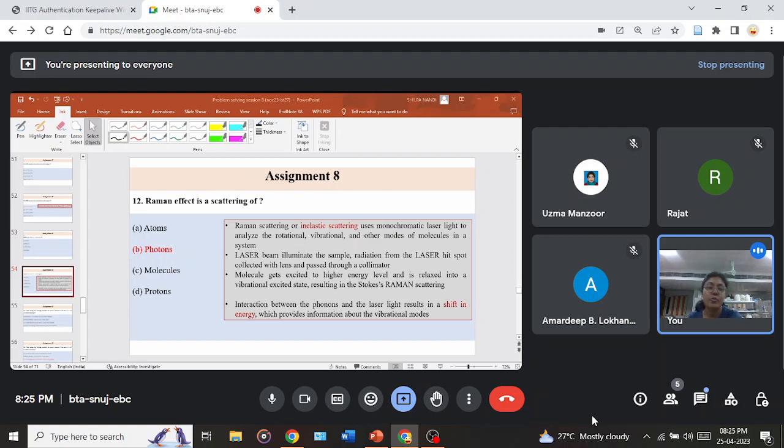Okay, so you have to just make sure that in the fourth point, the interaction between the phonon, it is not phonons, it is photons. Okay, interaction between the photons and the laser light. So this is actually the slide taken from the content which is uploaded, the video which you see. So in that case also there is a spelling mistake. It shouldn't be phonons, it is photons.